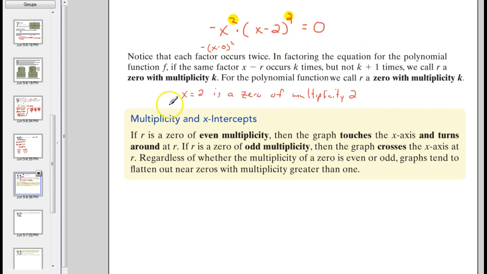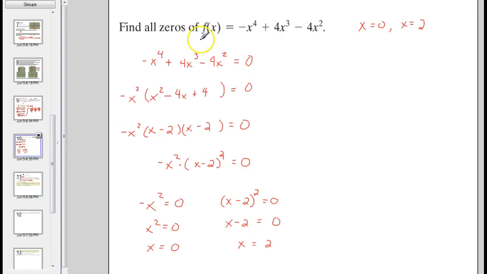Alright, and notice this polynomial was degree 4. This 0 was multiplicity 2. This 0 was multiplicity 2. Right? And if I add the two multiplicities together, I get 4, which was the degree of the polynomial. If the zeros are real and there are only real zeros, then the multiplicities of the zeros will add to the degree of the polynomial. Again, as long as all the zeros are x-intercepts, as long as they are real, that will happen.